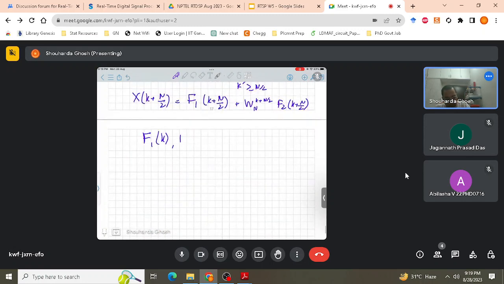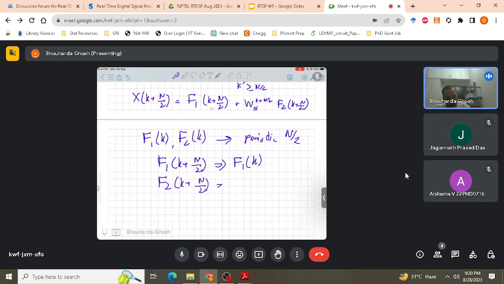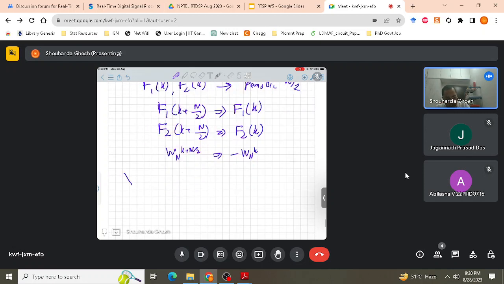F1 of k and F2 of k are periodic over N upon 2, because we have seen that earlier. So F1 of k plus N upon 2 will be F1 of k, and F2 of k plus N upon 2 will be F2 of k. And W_N of k plus N upon 2 will be minus W_N of k. So what will happen to X of k plus N by 2? It will be the same, F1 of k minus W_N of k F2 of k.